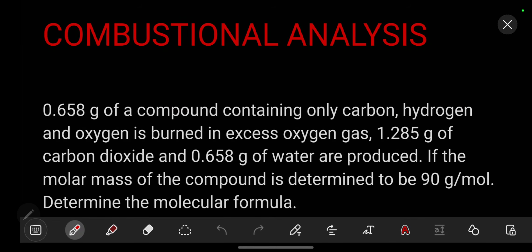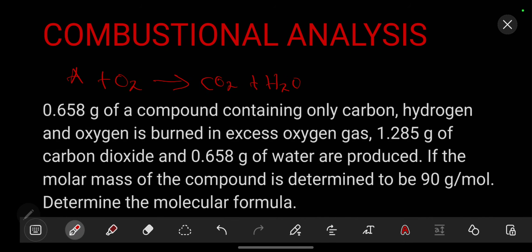Combustion analysis, just as the name entails, means you expose something to heat. Why expose it to heat? For example, let's say compound A burns in oxygen. The products we know from the burning of hydrocarbons are mostly just carbon dioxide plus water only.